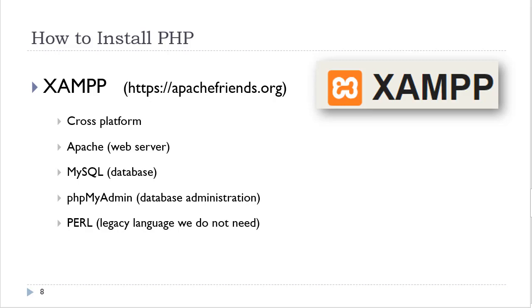We need to install PHP on our computers. We do that using the XAMPP software package. XAMPP is a cross-platform package that will install the Apache web server, the MySQL database, PHP, and phpMyAdmin, a browser-based database administration tool. It also includes the Perl language, which we would not be using in this class. So XAMPP stands for Cross-Platform, Apache, MySQL, PHP and Perl.